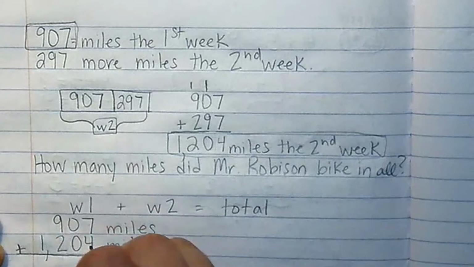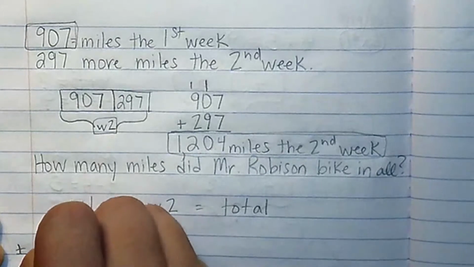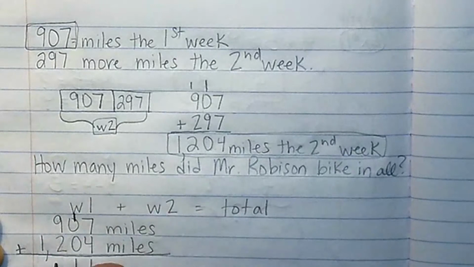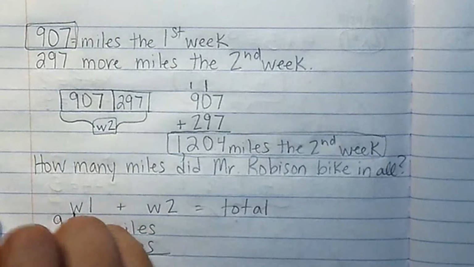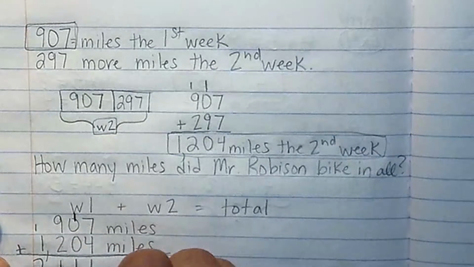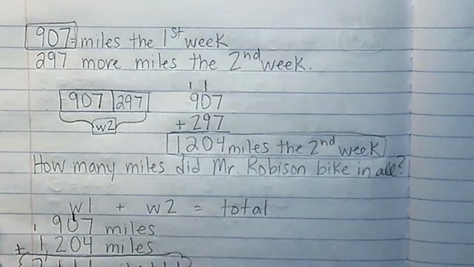What's 7 plus 4? 11. So 1 goes down and I carry my other 1. What's 1 plus nothing else? 1. It's 9 plus 2 is 11. Can I put 11 down here? Nope, just 1 down and 1 up. 1 plus 1 is 2,111 miles total. Well, that's what we think. We do think this is our answer, but we have to check.